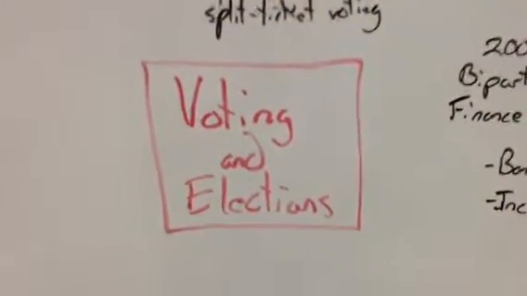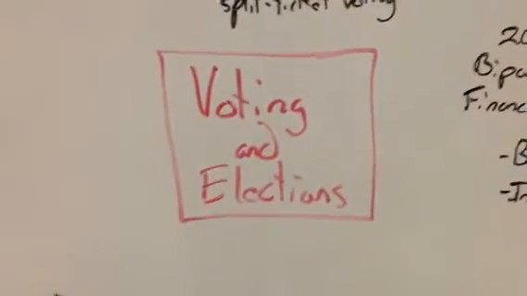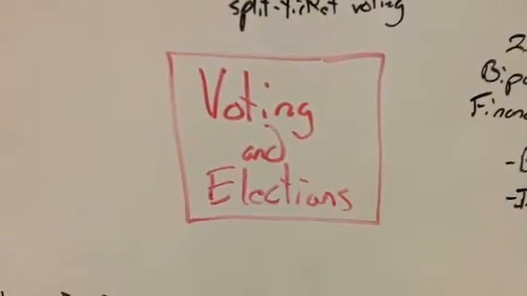Okay, ladies and gentlemen, this is the AP Government Test Review for Chapter 4, Voting and Elections.